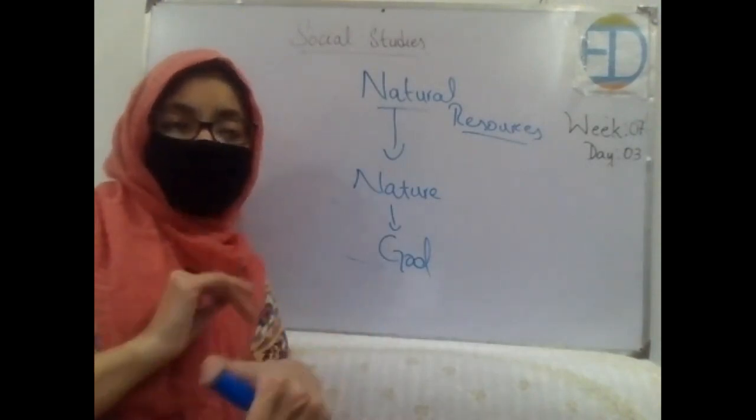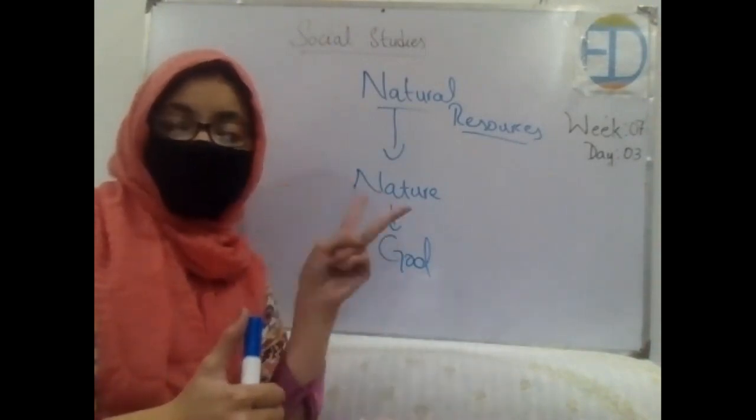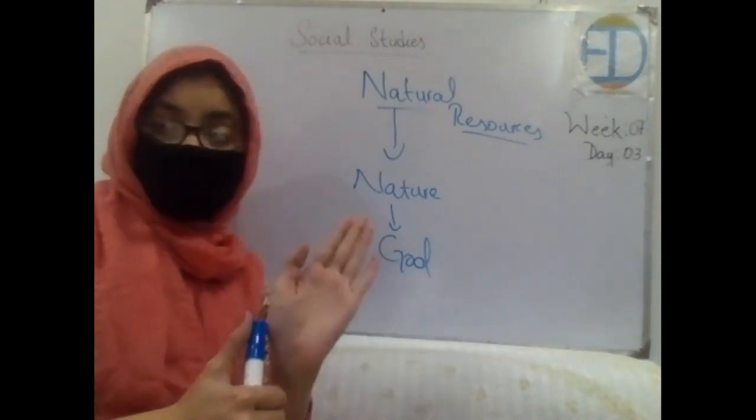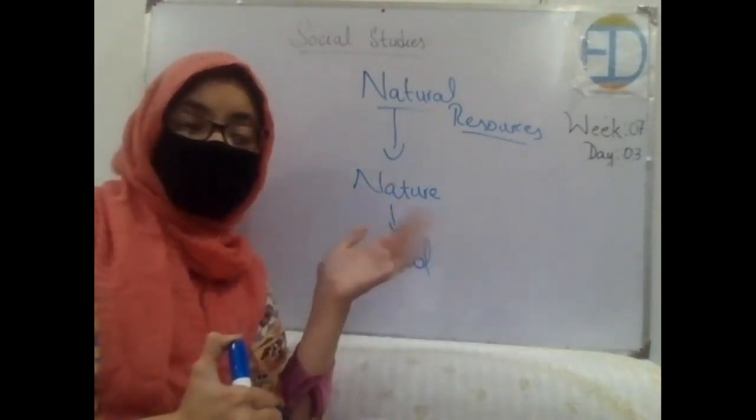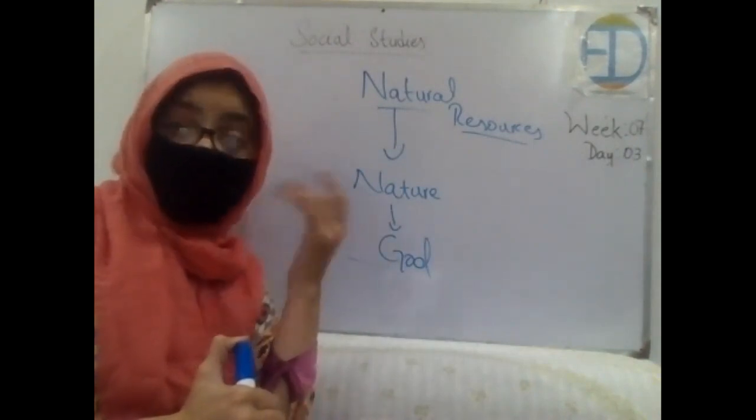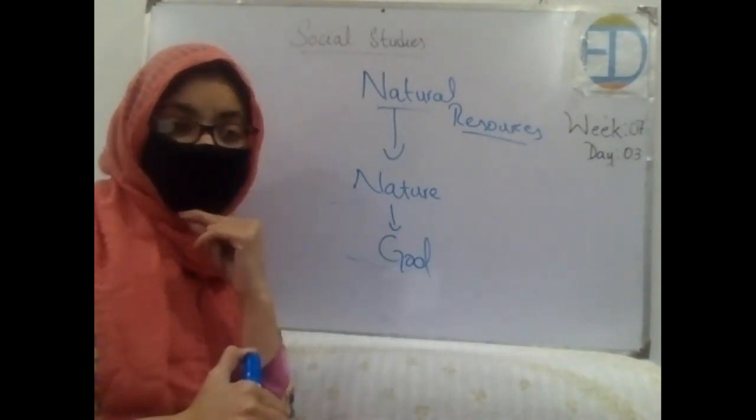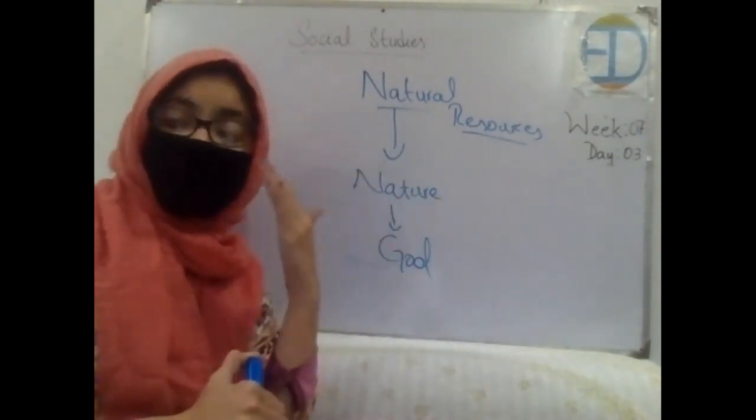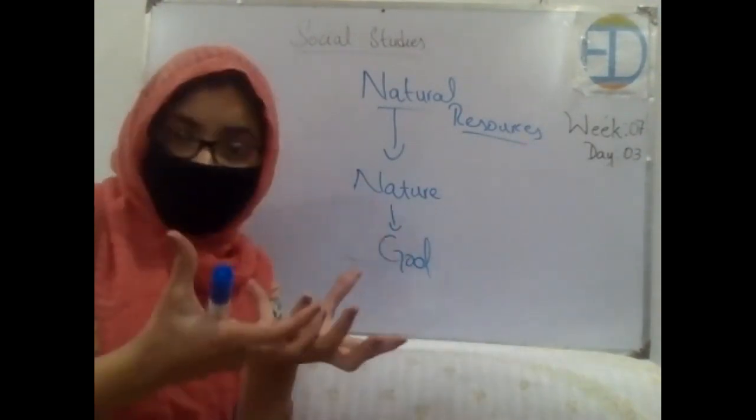Okay. And do you remember we discussed two types of environment? There was this natural environment, and then there was this man-made environment, remember? So the natural environment was the environment that was made by Allah, and the man-made was the one which was made by humans. Similarly, the natural resources are the resources that are provided to us from Allah, and then there are these man-made resources which are created by us, right?